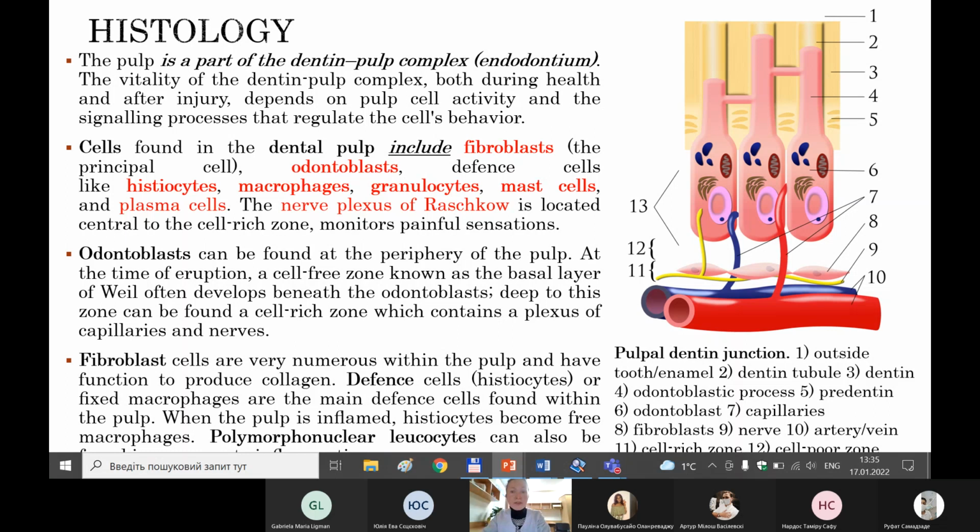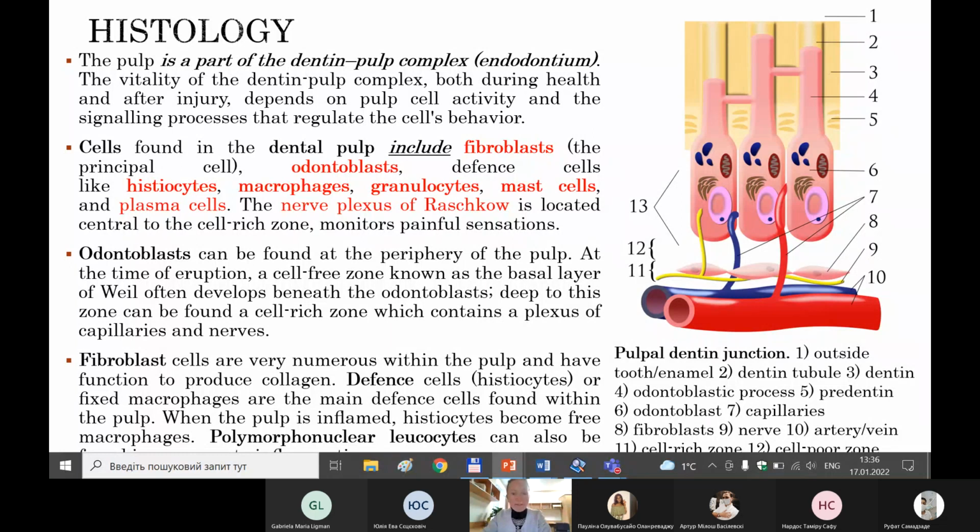Cells found in the dental pulp include fibroblasts, the principal cell, odontoblasts, defense cells such as histiocytes, macrophages, granulocytes, mast cells, and plasma cells, and the nerve plexus of Raschkow. It is located central to the cell-rich zone. It monitors painful sensations. Odontoblasts can be found at the periphery of the pulp. At the time of eruption, a cell-free zone known as the basal layer of Weil often develops beneath the odontoblasts. Deep to this zone can be found a cell-rich zone, which contains a plexus of capillaries and nerves.